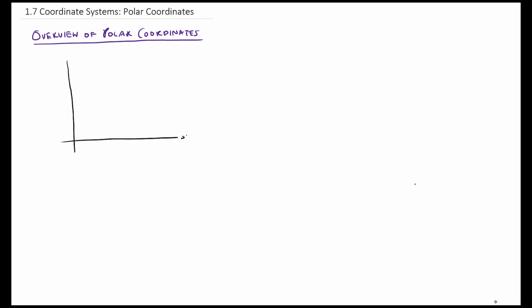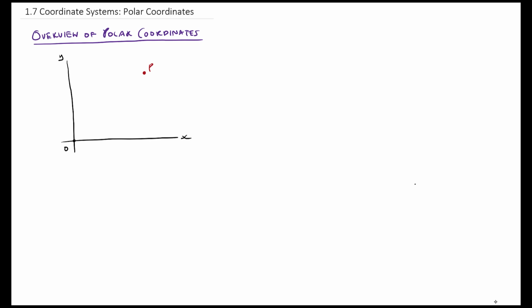The first thing I want to do is to redraw that diagram that you just saw. So we're going to go through an overview of polar coordinates. So we have the x and y axis. We have the origin here, right at the center. And let's draw a point P.